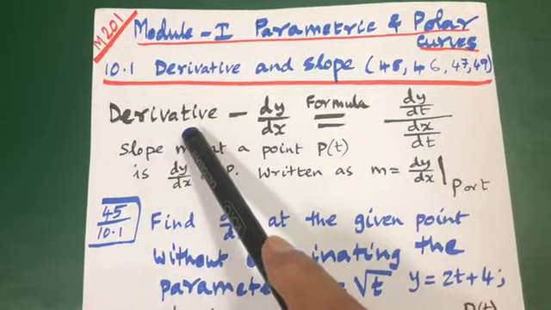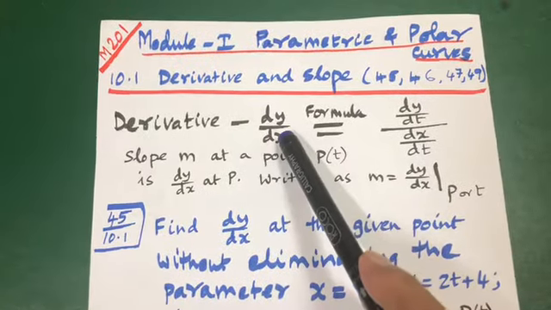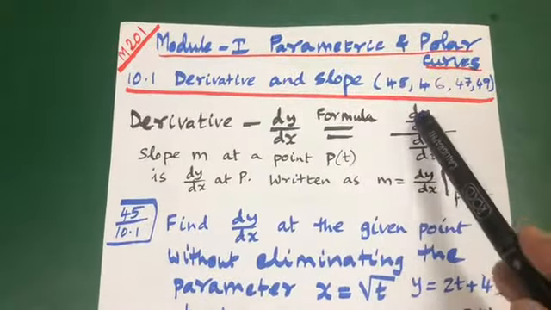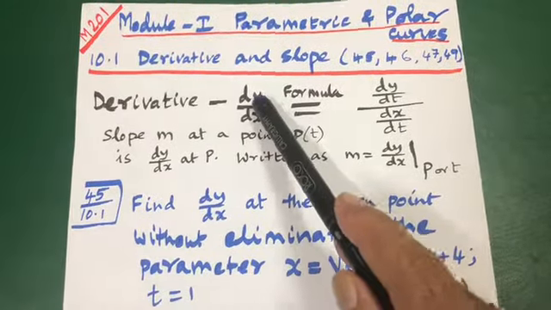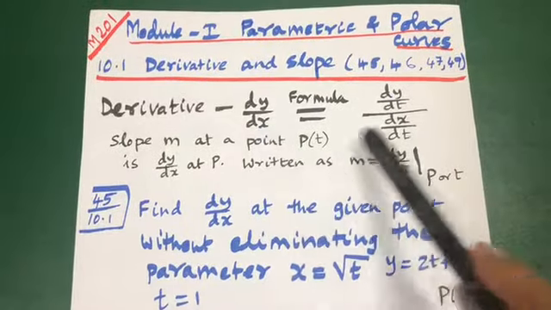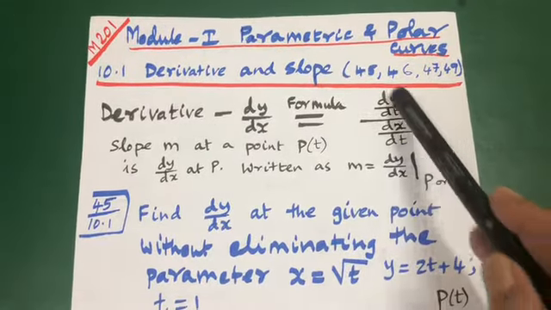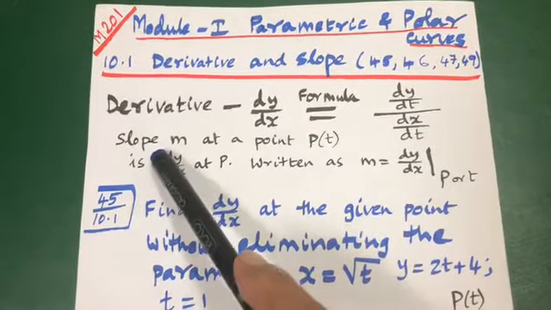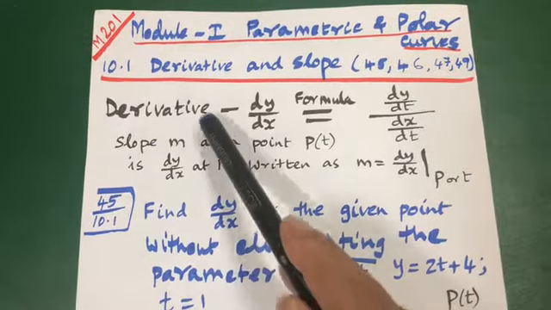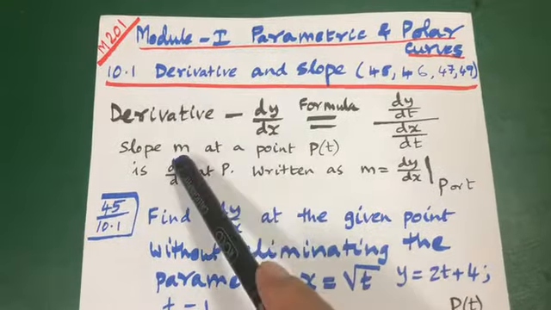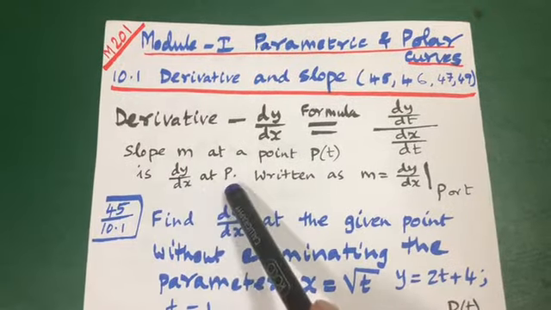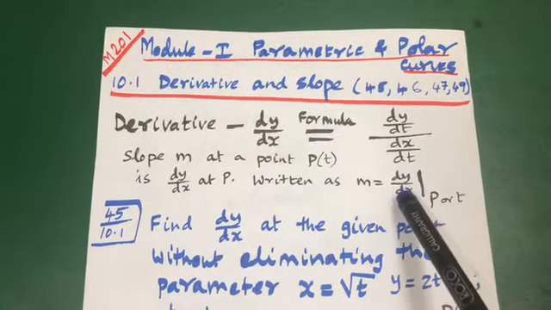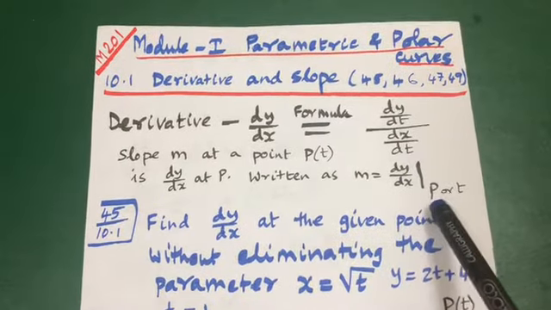We already know what is meant by derivative. Derivative means dy by dx. The formula for the derivative in this parametric form is dy over dt, whole divided by dx over dt. That is, find the derivative of y with respect to t, find the derivative of x with respect to t. This is called the derivative. Slope means after finding the derivative, you substitute the point p or t. That is, the slope m at a point p is dy by dx at p.